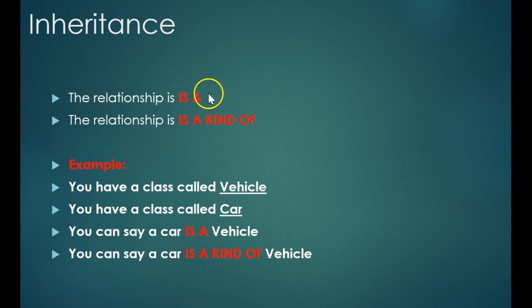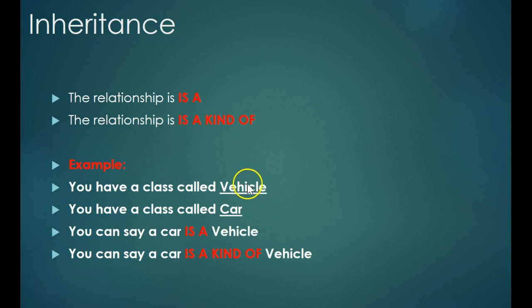The relationship is "is a". The relationship is either pronounced "is a" or "is a kind of". For example, let's take a field animal and maybe a cat. We could say a cat is an animal, or we could say a cat is a kind of animal. So that would define a relationship between a cat and an animal. For example, maybe you have a class called vehicle, and then you have another class called car. We can say a car is a vehicle, or we could say a car is a kind of vehicle.